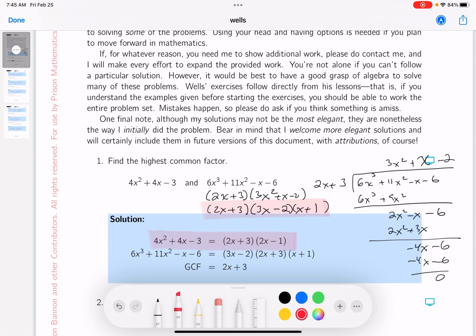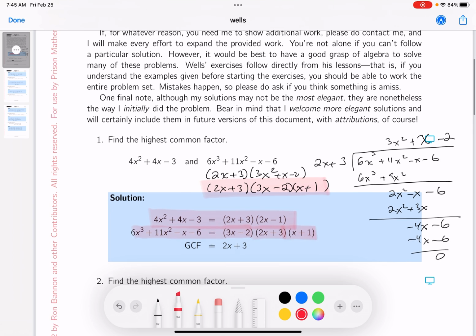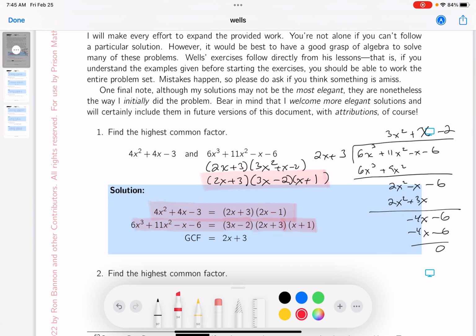Let's look at the key to make sure they've got that one too. Well, 3x minus 2, I see that. 2x plus 3, I see that. And x plus 1. Now the question becomes, what do they have in common? What's the greatest thing they have in common? Well, what they have in common is only the 2x plus 3. It's in both of them. So the GCF is 2x plus 3. All right? Thank you.